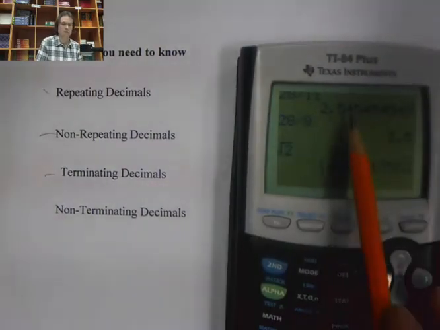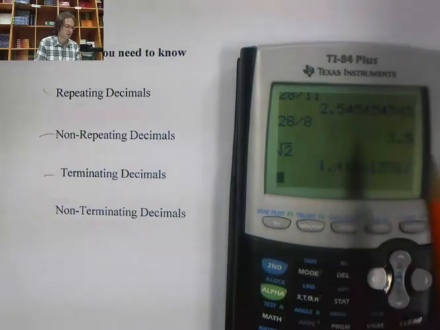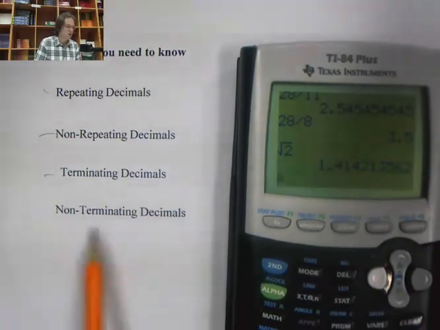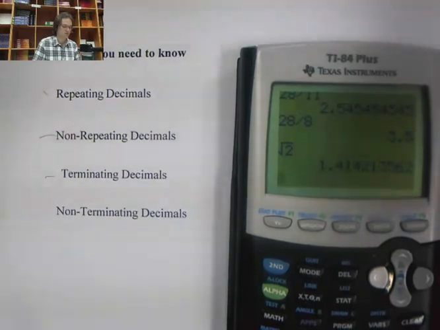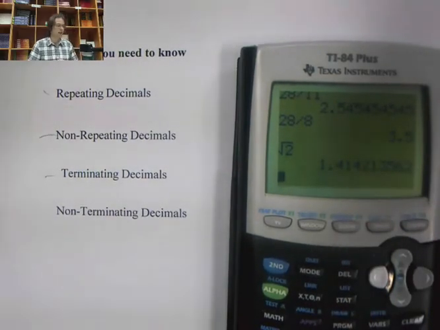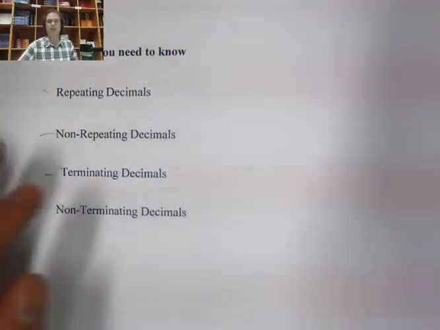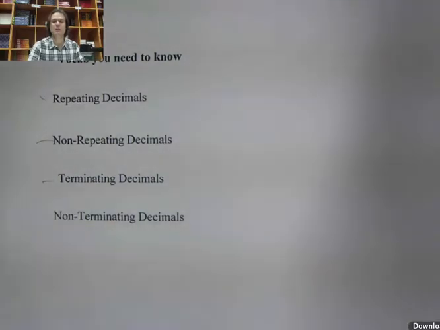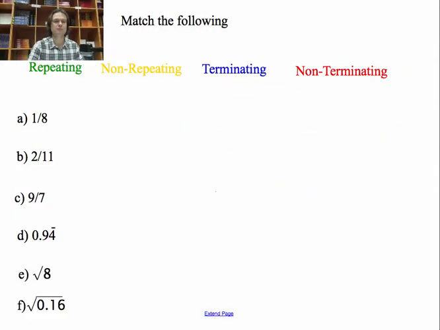So let's look at this one. This one here is going to be repeating, and this one's terminating. This is non-repeating and non-terminating decimals. Well, both of these are non-terminating. Non-repeating would be this one and this one, okay? So let's take a look at this here. I have a little exercise here for matching. Let's see if we can match everything correctly.